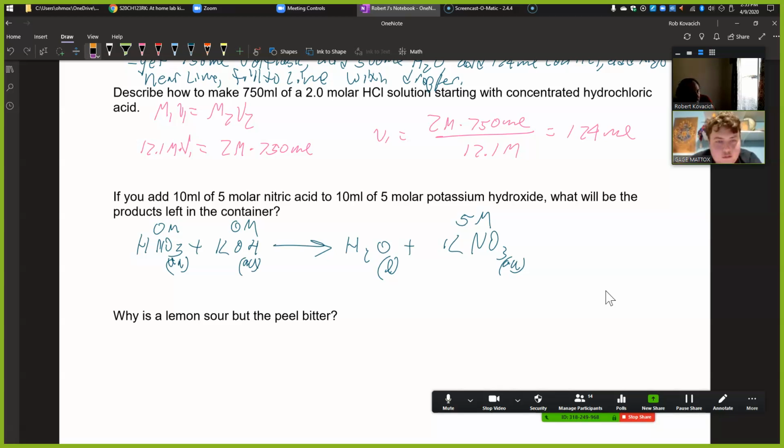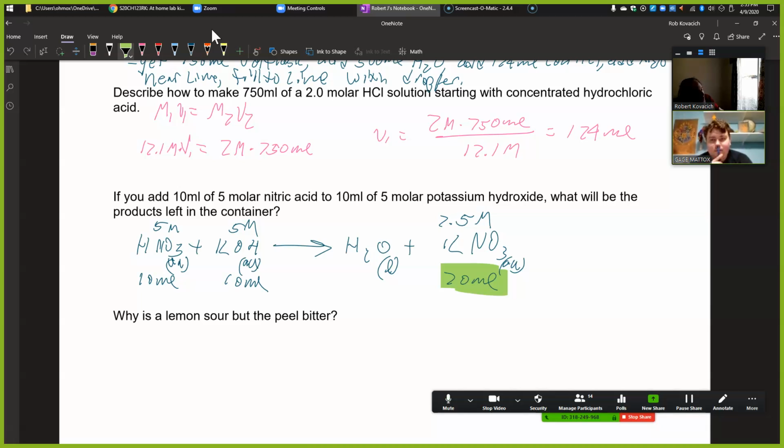5 molar. Yes. Or is it 0.25 molar? 5 molar, wasn't it? It doesn't change? Or it's all 5, you add 5 molar. Same there. Right? 10 milliliters of 5 molar, it's now in 20 milliliters.